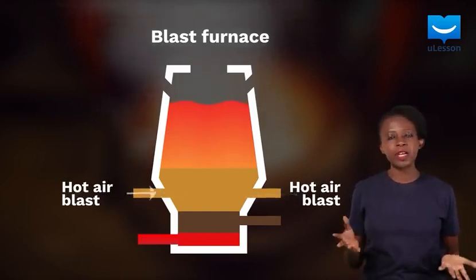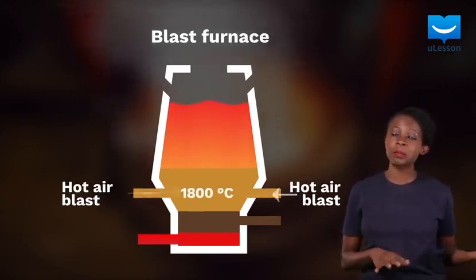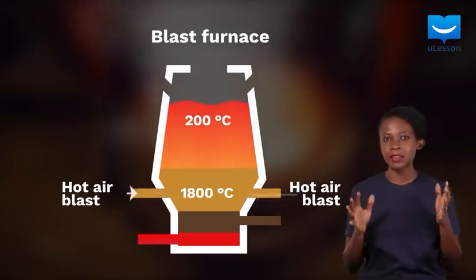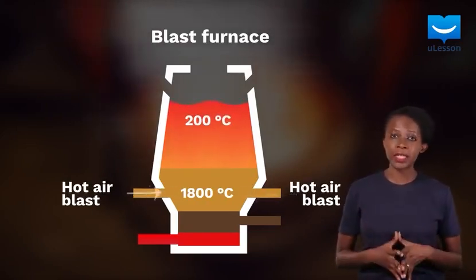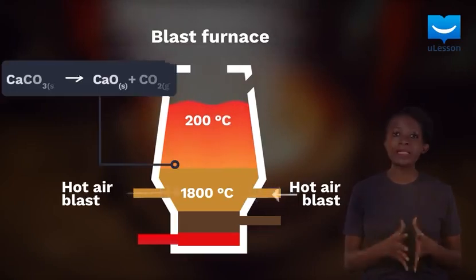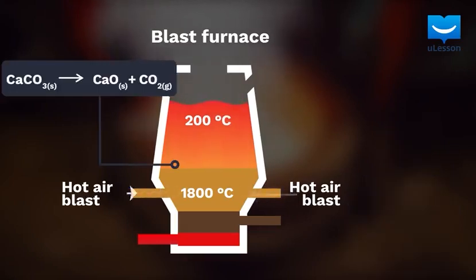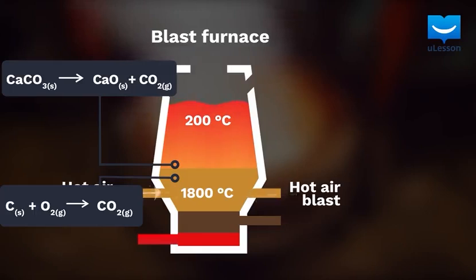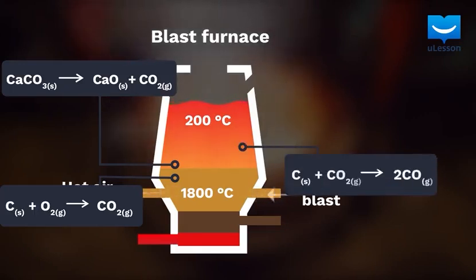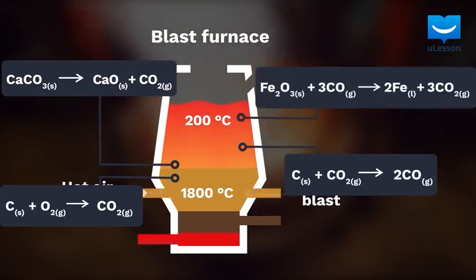The furnace temperature varies from about 1,800 degrees Celsius at the bottom to about 200 degrees Celsius at the top. At the lower part of the furnace, the limestone decomposes to form calcium oxide and carbon 4 oxide, while the red-hot coke is oxidized to carbon 4 oxide. As the carbon 4 oxide produced at the bottom rises to the middle, it reacts with hot coke at the middle of the furnace. Here, the coke reduces carbon 4 oxide to carbon 2 oxide, which in turn is used to reduce iron 3 oxide to iron towards the top of the furnace, as shown in the chemical equation here.